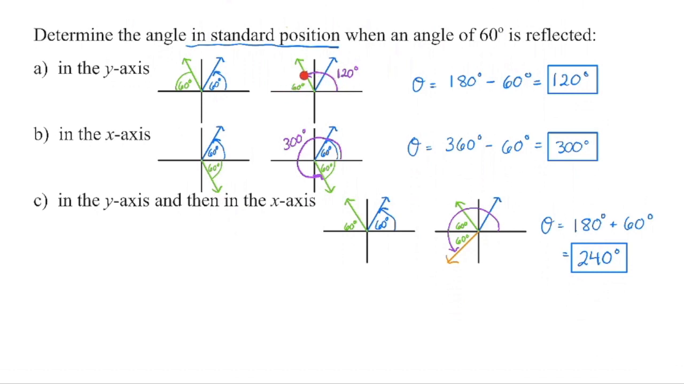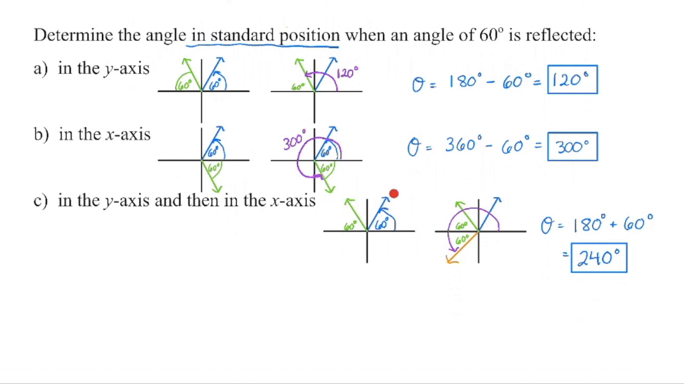If I reflect in the x-axis, so here's my original 60 degrees, now we reflect this way, so I again have a reference angle of 60 degrees. My angle in standard position, we're looking, what's the measure from here all the way around to here? So I am 60 degrees shy of a full 360 degree circle. So I know that this angle is going to be 300 degrees.